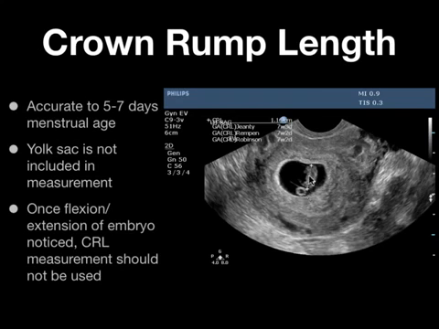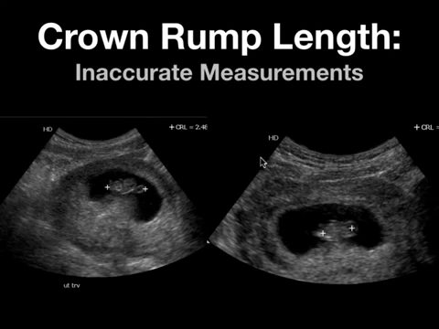And once the embryo is advanced enough in age that you can notice flexion and extension, the crown rump length measurement should not be used, since if the fetus is in a flexed position, you'll underestimate the gestational age, and if the embryo is in an extended position, you may overestimate the age. Here we have two inaccurate crown rump length measurements. Here you've got one where the yolk sac was included, so this would overestimate. Here you've got one where the calipers are inappropriately placed, so this would underestimate the gestational age.